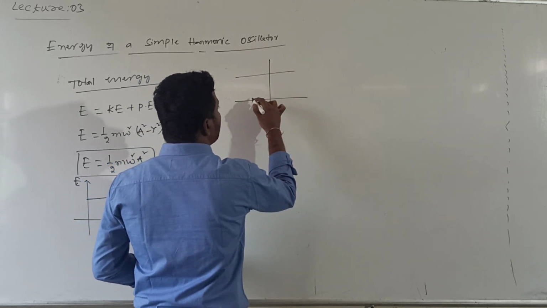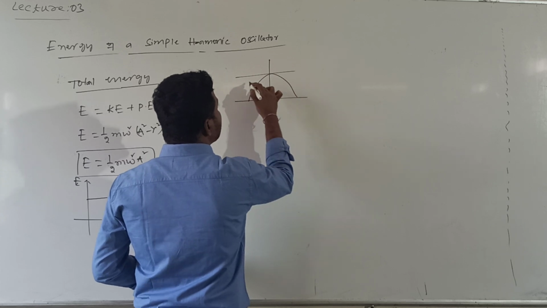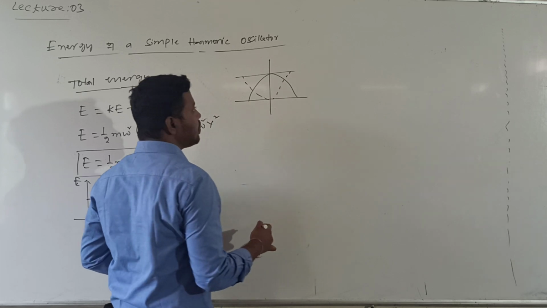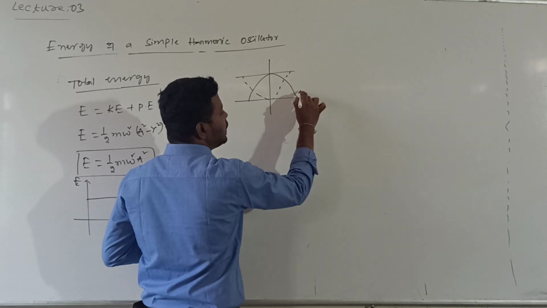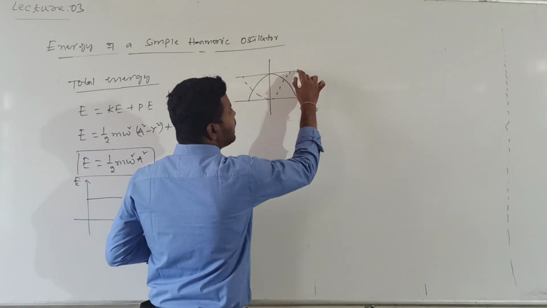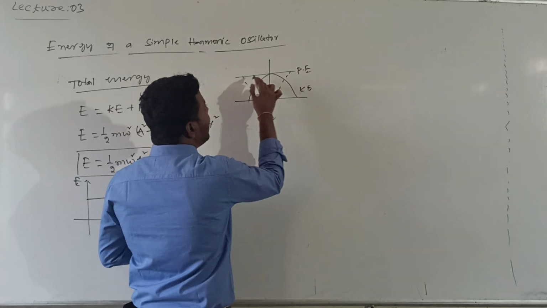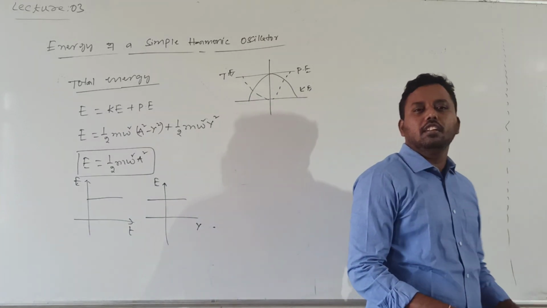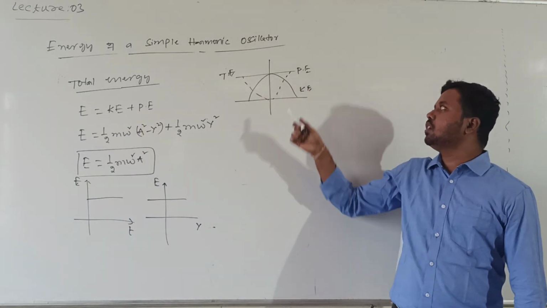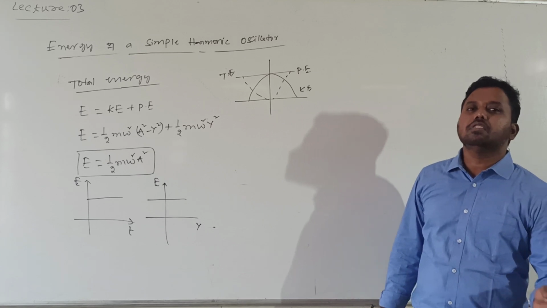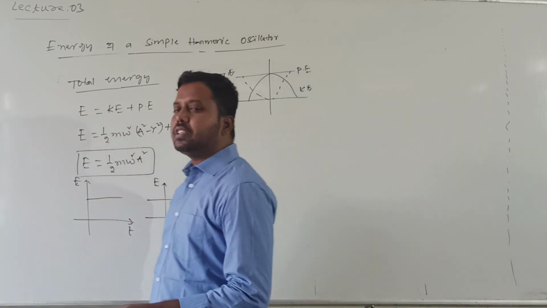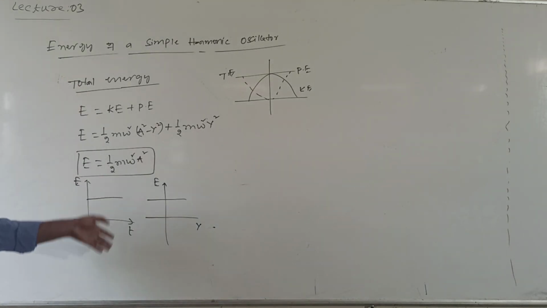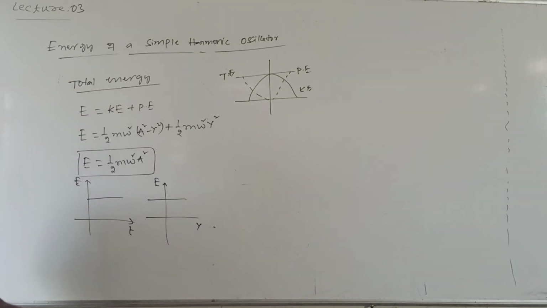If I want to plot the graph for kinetic energy, potential energy and total energy together, you can see this is the graph for kinetic energy, this dotted graph is for potential energy, and this straight line is for total energy. So whether it is the mean position or extreme position, total energy will always remain constant. This is the expression for total energy of a particle executing simple harmonic motion. Okay? Next.